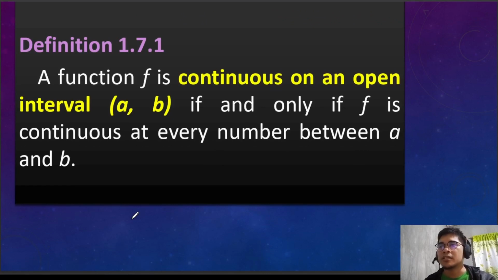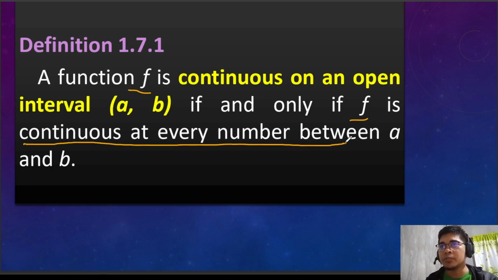First, let us have this first definition. Definition 1.7.1, a function f is continuous on an open interval. Ang ilhanan sa open interval is this symbol. A function f is continuous on an open interval if and only if f is continuous at every number between a and b.